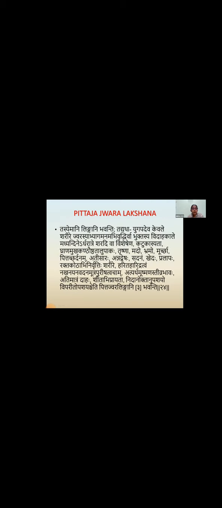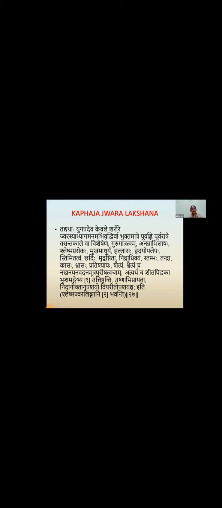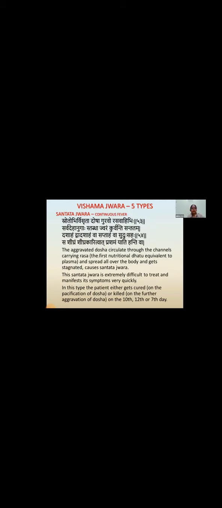And similarly the kaphaja symptoms are also similar to those of vata. I don't want to explain here. Coming to the next important type of fever, that is vishama jwara, where 5 types have been explained. This is a different type of fever which is very difficult to cure if you see the sadhya sadhyata. As we know, there are 5 types: santata, satata, anyedyushka, tritiyaka, chaturthaka. So the first type is the santata jwara.